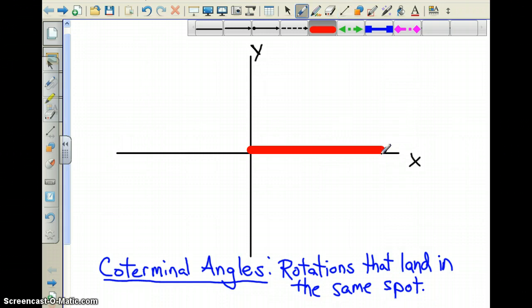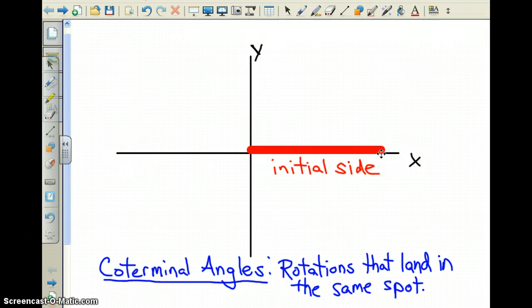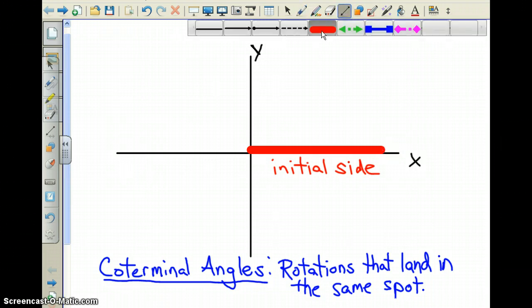And this ray is called the initial side of our angle, our starting side. It will always just sit right there. Now our other side of our angle is going to be the side that turns or rotates. If we turn counterclockwise, it's considered a positive number of degrees. So that right there is positive 180.